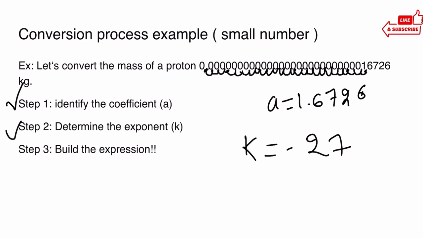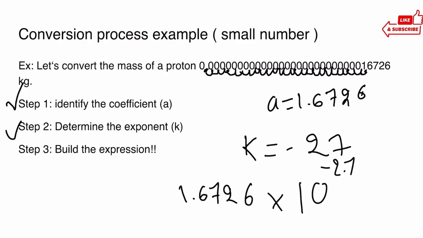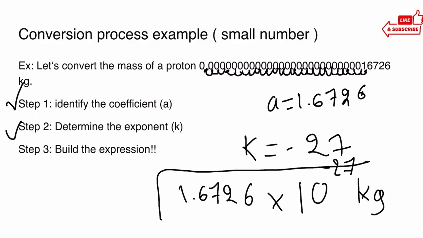And now step 3 is simply build the expression, a times 10 to the k: 1.6726 times 10 to the negative 27 kilograms. And so this right here is the mass of a proton.